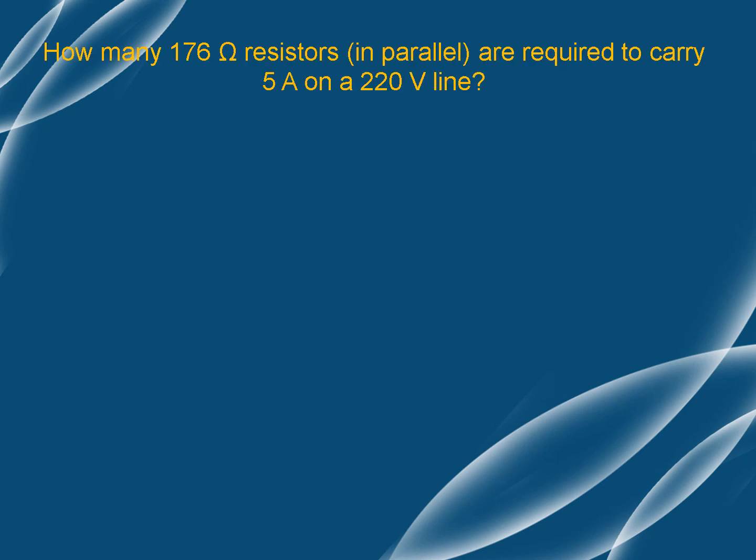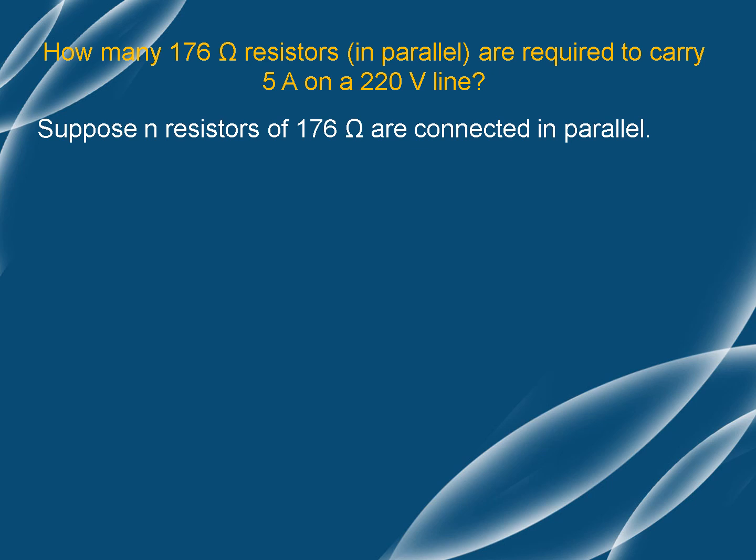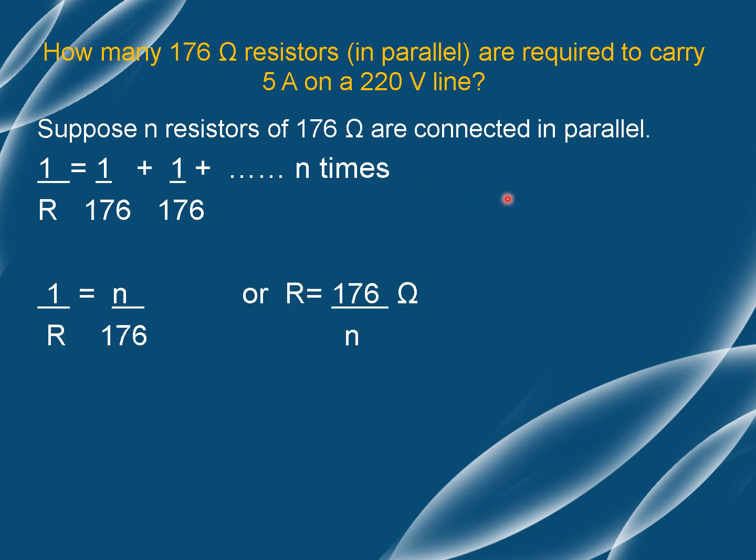How many 176 ohm resistors in parallel are required to carry 5 ampere on a 220 volt line? Suppose n resistors of 176 ohms are connected in parallel. So as per the formula, we have 1 by R is equal to 1 by 176 plus 1 by 176, and this will go on till n number of times. So we have 1 by R is equal to n by 176. So rearranging the formula, we get R is equal to 176 by n ohms.